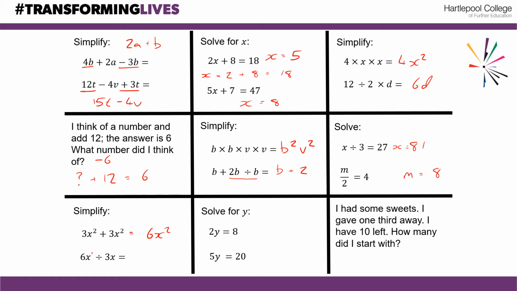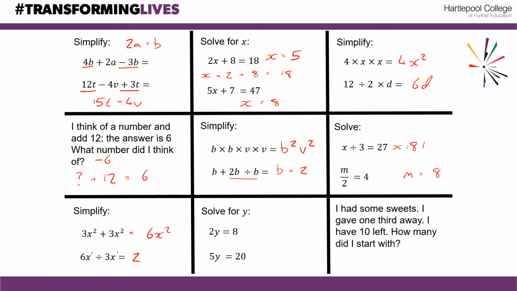Remember, x on its own is really x to the power 1. So we'd say 6 divided by 3 is 2. x divided by x, subtract the powers, leaves you x to the power 0, which is 1. 2 times 1 is 2. The answer is 2. Or effectively, think of it as the x's just cancelling each other out.